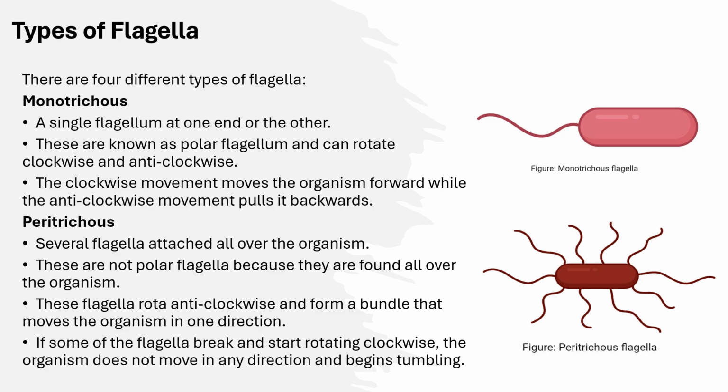And the next one is peritrichous. Several flagella are attached all over the organism, as you can observe in the diagram. They are not polar flagella, and they are found all over the organism. These flagella rotate anti-clockwise and form a bundle that moves the organism in only one direction. If some of the flagella break and start to rotate clockwise, the organism does not move in any direction and shows only a tumbling movement.